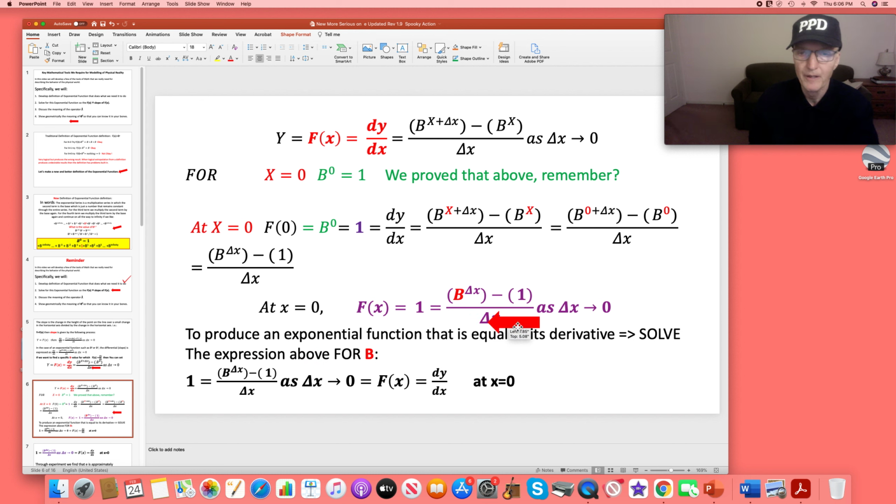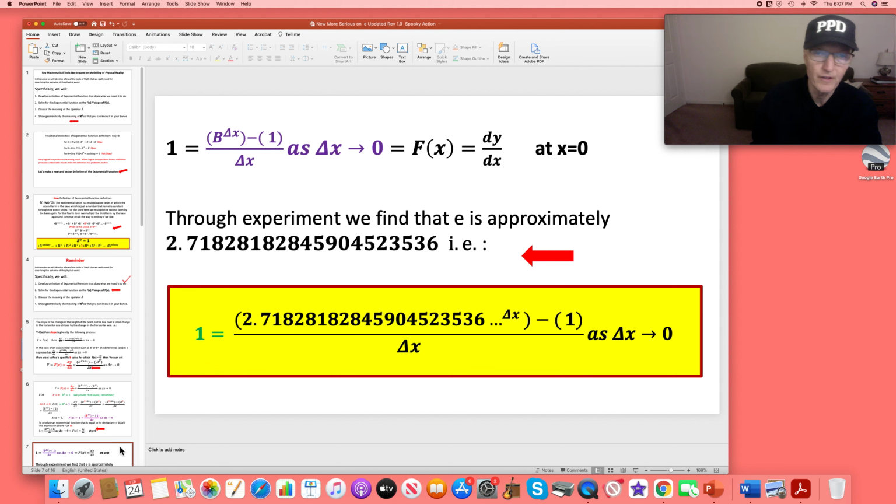Notice here, we know that delta x is going to get smaller and smaller and smaller. We know that 1 is going to stay a constant. And we know that the value 1 over here doesn't change, so it's a constant. And here's delta x again, which is getting smaller and smaller. This b value is the variable that needs to be defined in order to make that true. So the expression above for b, as delta x goes to 0, is basically the expression f of x is equal to dy by dx at x equals 0. So we're going to solve for that.